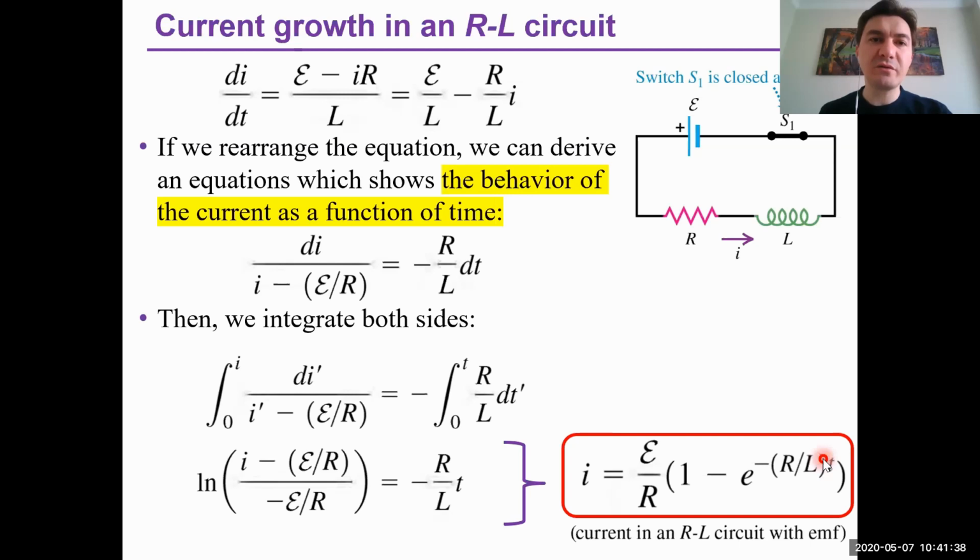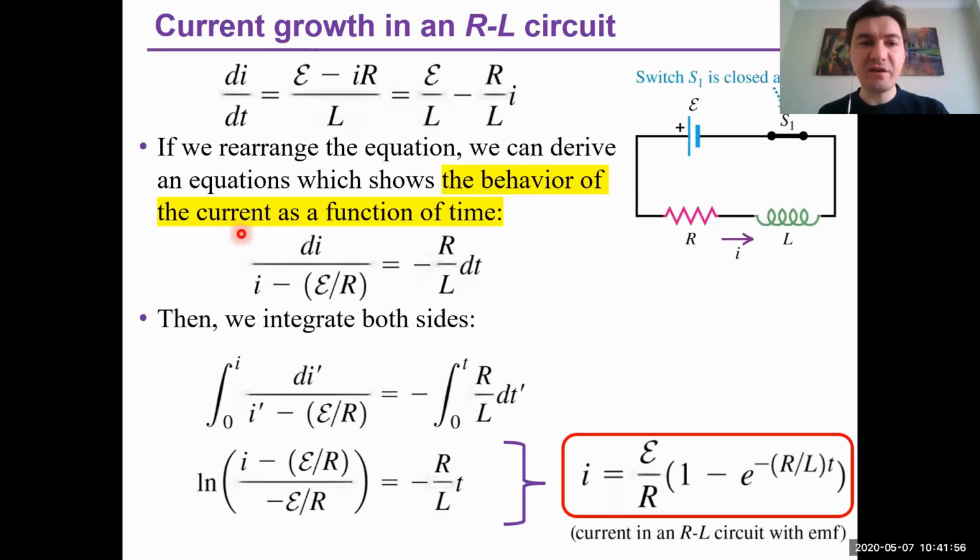Now let's try to get a relation between current and time. So what we do, here we have di, here we have dt. Put that to the right side and put the terms with the current to the left side, then we have that expression.